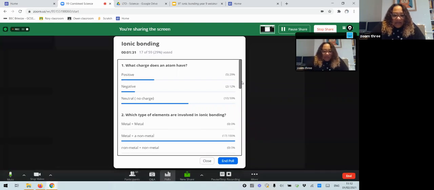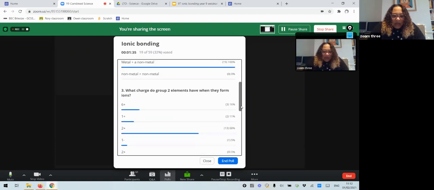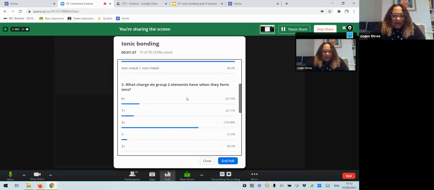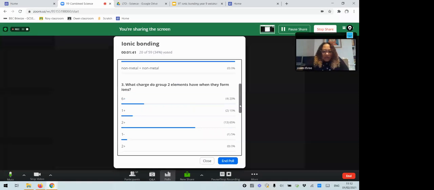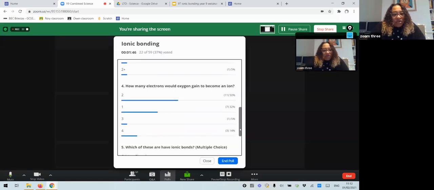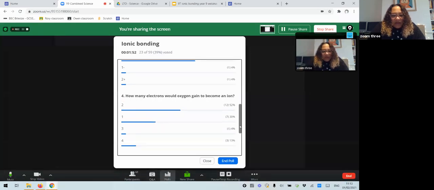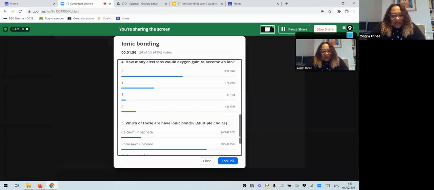Fantastic. 100% of you have got the elements involved in ionic bonding. Group 2 elements have when they form ions. Good, well done. Most of you got that right. How many electrons would oxygen gain to become an ion? Fantastic. Remember the group that it's in. What group is oxygen in? It's in group 6. I'll give you that hint.